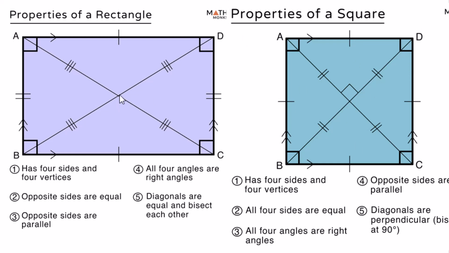And so the properties of a square are all the properties of a parallelogram, rhombus, and rectangle, plus all sides are congruent, all angles are congruent, and diagonals are congruent and supplementary.